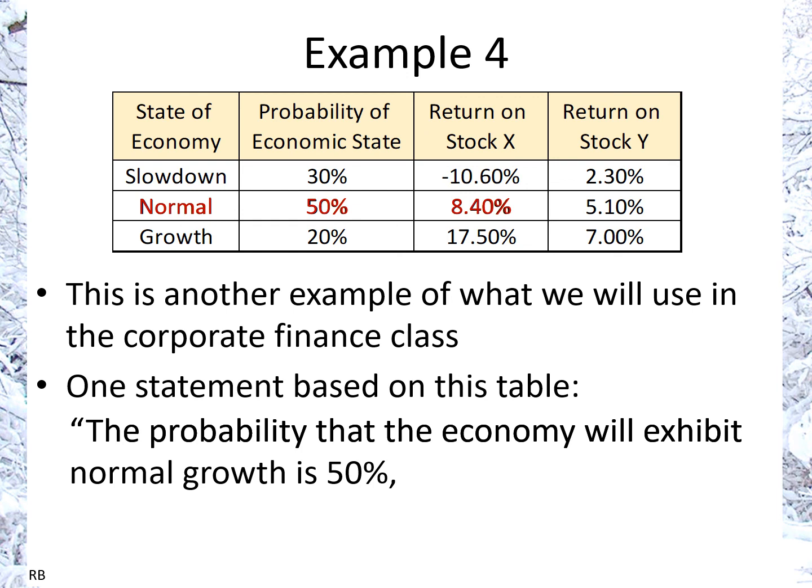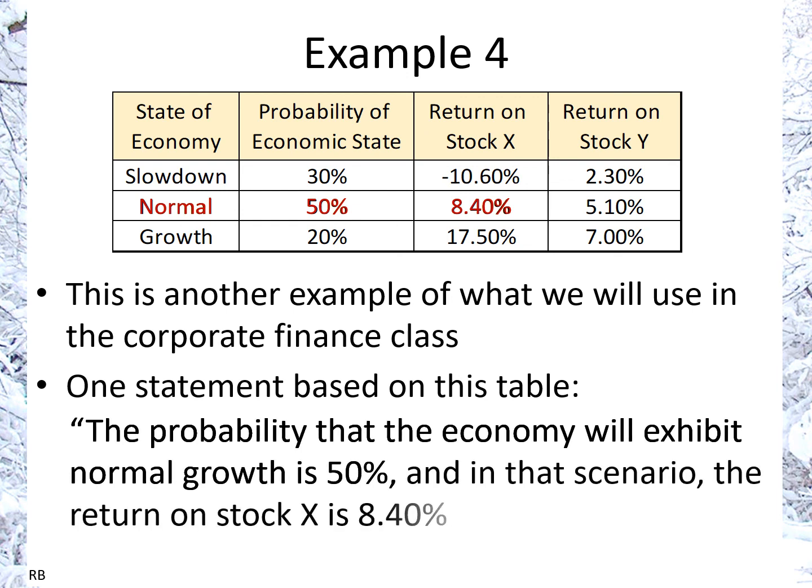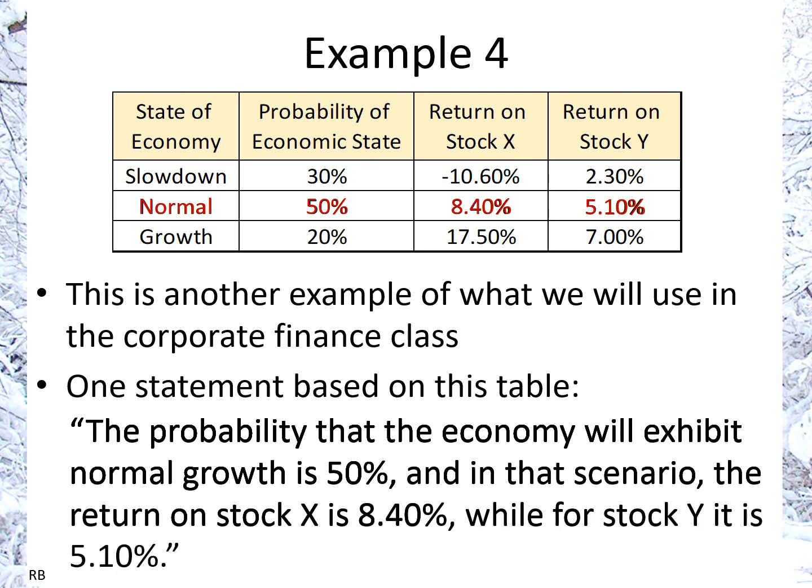And then seeing the 8.4, that would mean that in that scenario, the return on stock X is 8.4%. Of course, here actually what should be written would be the expected return on stock X. Nevertheless, that's what it's saying here, return on stock X. And then here the Y is 5.1. So while the stock Y, the return would be 5.1%. So that's really what this table is telling us.